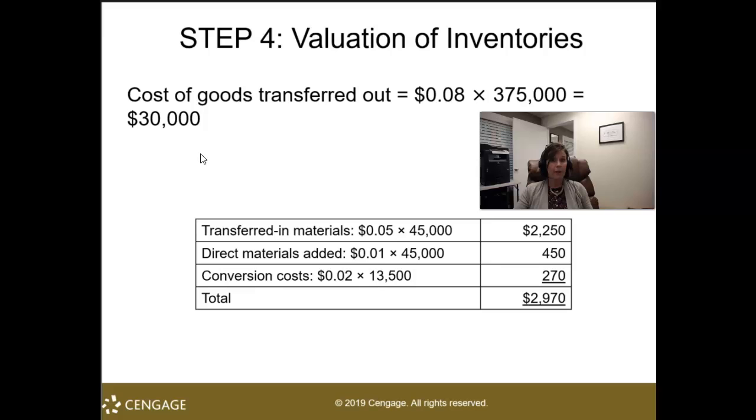But then we also have to remember that we've got goods in ending inventory in our department, so we need to calculate the value of that as well. And so we've got our transferred in materials, direct materials added, and conversion costs, and we just use those multipliers, the same multipliers that we used to get to our 8 cents here. We will apply to those ending numbers here, and that gets us a total of $2,970 for our ending inventory.